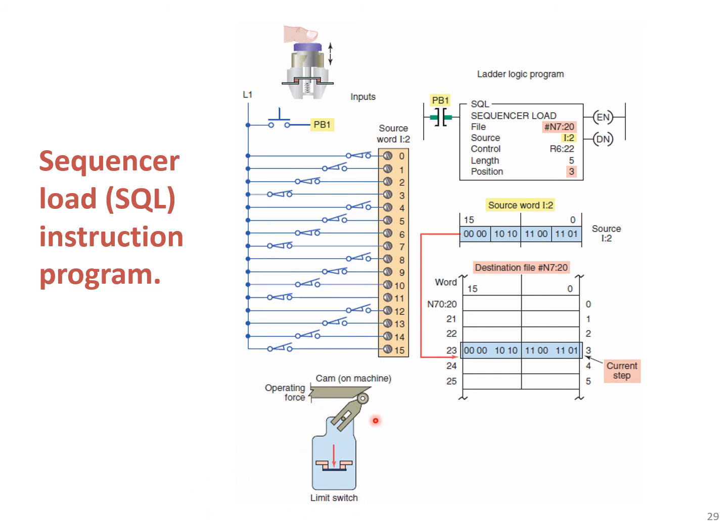Here it just shows the limit switch, and these are limit switches. Let's say we have 16 of those limit switches. Okay.